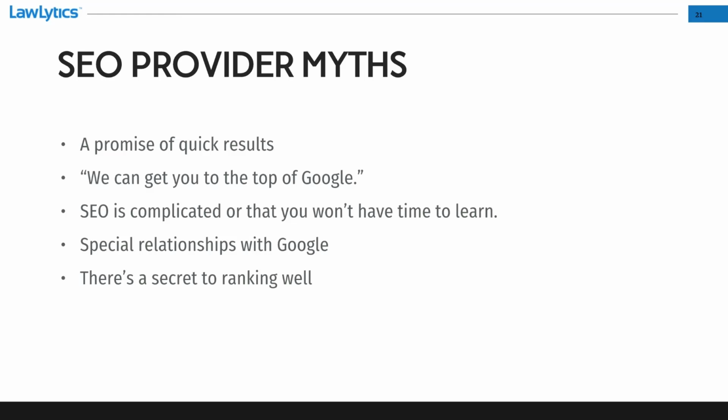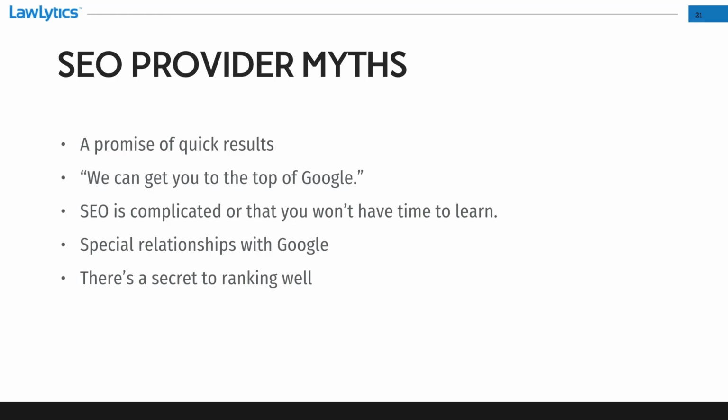Next up is the special relationships with Google. This is one that comes up every once in a while, whether somebody is cold calling your firm to tell you that they have a special relationship with Google, that they can get you to the top of Google in a week, that they know something special about a Google algorithm update. None of this is true. Now, marketers can be Google partners. They can resell Google products like PPC ads or Google apps, but none of those things are going to help you, the attorney, with your SEO.